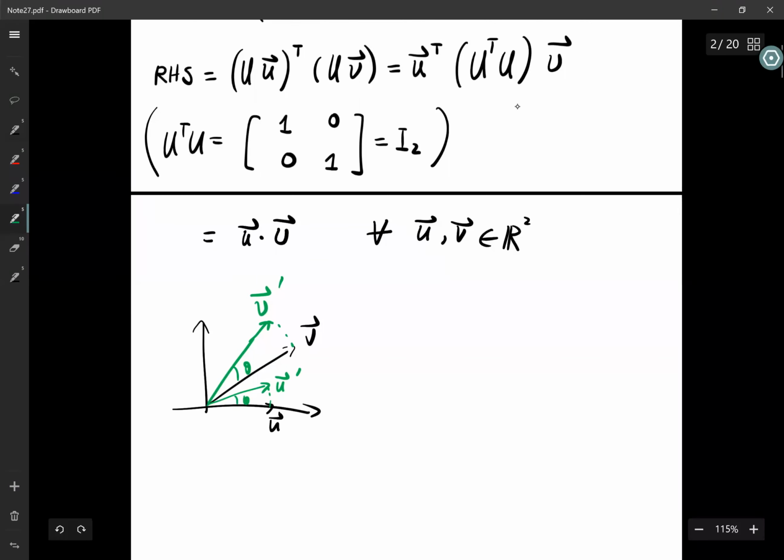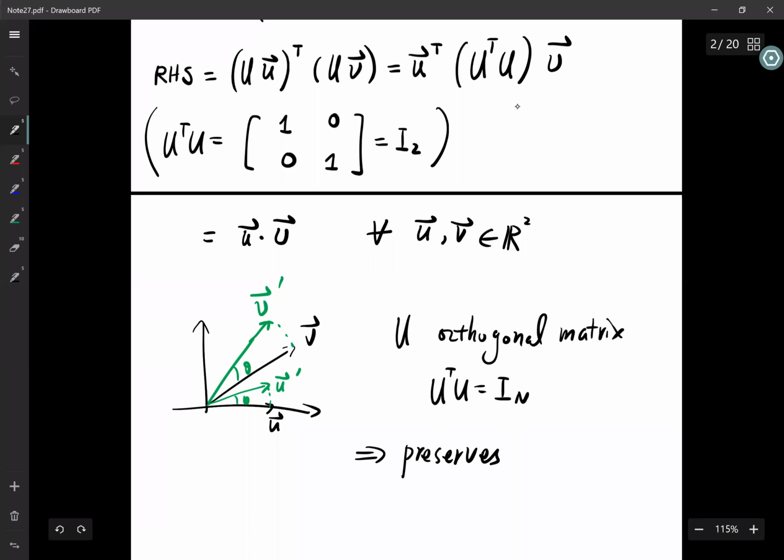What this shows has nothing to do with R2. If you go to any Rn, this also works. Therefore, if U is an orthogonal matrix, which means U transpose U is In, then it preserves the inner product and therefore also the angle. Any question?